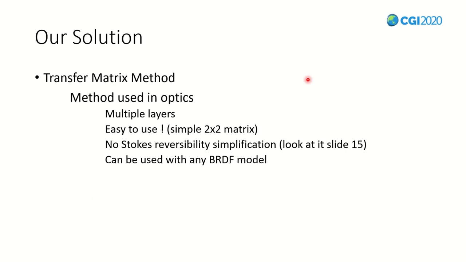Our solution used the transfer matrix method, which is a method used in optics. It is applicable to multiple layer coatings. It is very easy to use because it only involves 2x2 matrices compared to the cumbersome Airy summation. We don't make any simplification, especially the Stokes reversibility simplification, which we're going to look at on slide 15. And our method can be used with any BRDF model because we only derived a new Fresnel coefficient, so you can use it with any reflection model you may use.